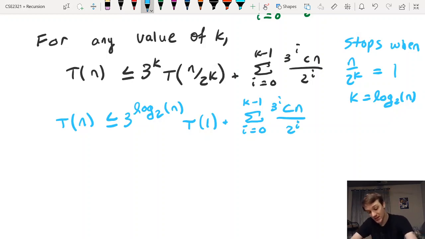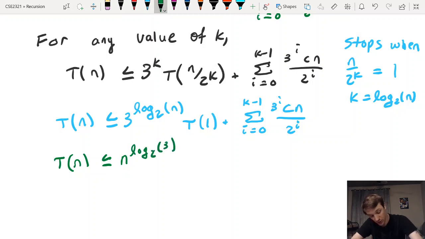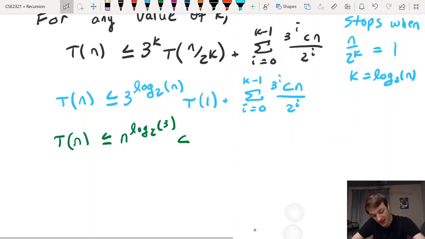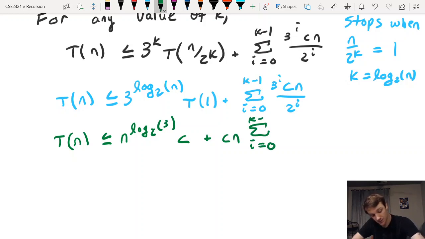Now let's keep doing more substitutions and simplifications. T of n is less than or equal to, I can do my same trick I did last time and write this as n to the log base 2 of 3. And I know T of 1 is just c. Plus, I can, as before, factor the cn out of my summation.